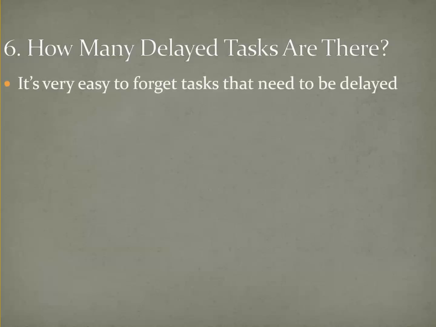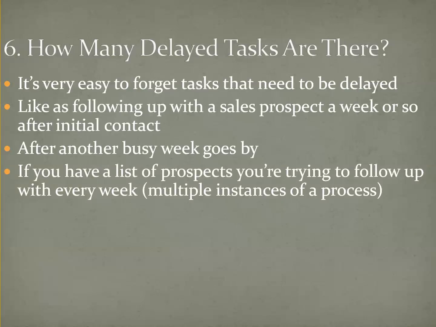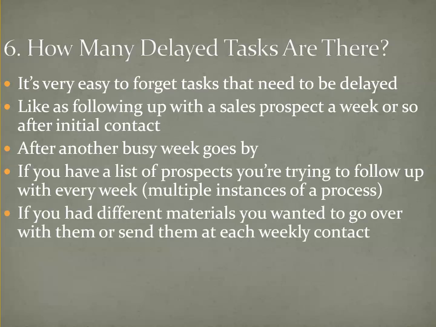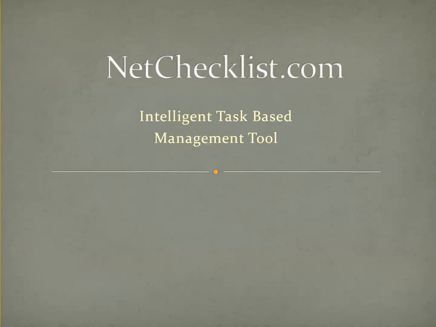The sixth thing, how many delayed tasks are there? It's very easy to forget about tasks that need to be delayed. Like, remember I said following up with a sales prospect a week or so after initial contact, after another busy week goes by. And if you have a list of prospects you're trying to follow up with every week, which is basically just multiple instances of your process, and if you had different materials that you wanted to go over with them or send them at each weekly contact, then the application can easily keep track of which thing you need to send or discuss with each prospect each week, and it's much less likely that after your busy week you're going to forget to call them at all.